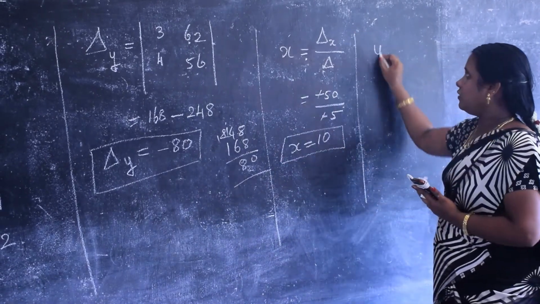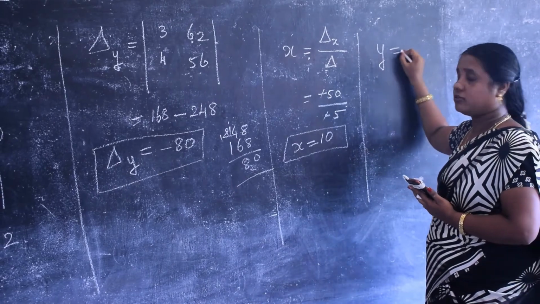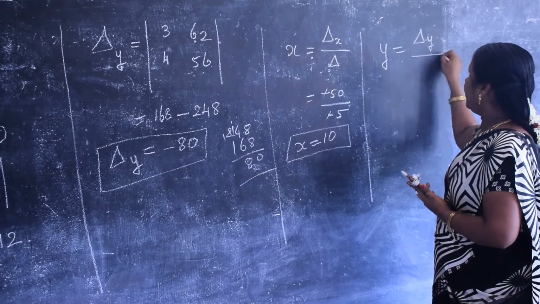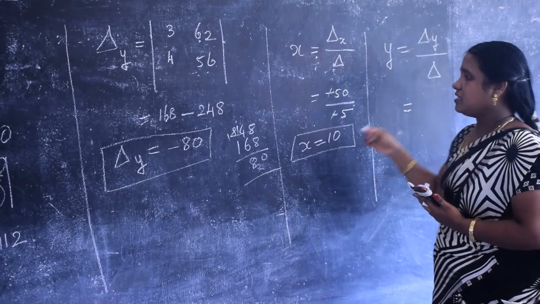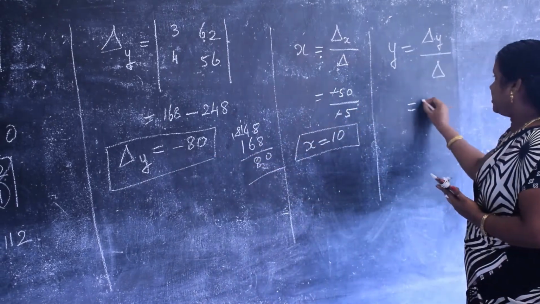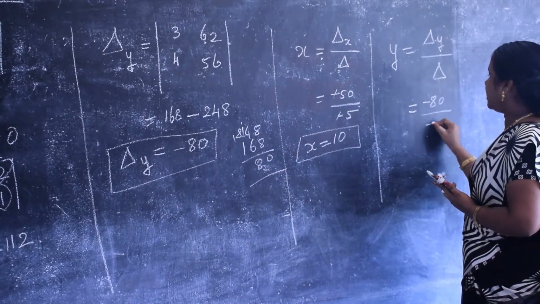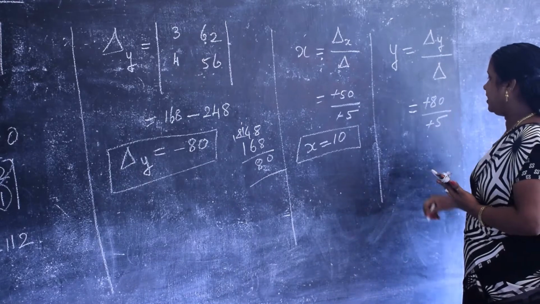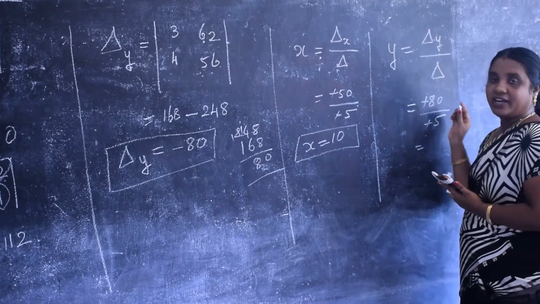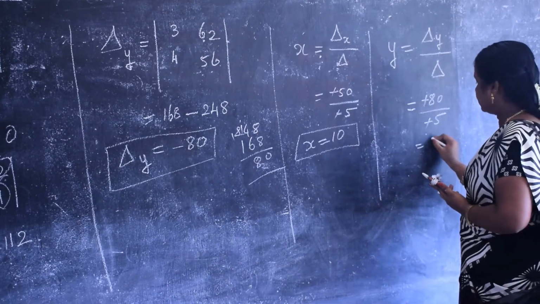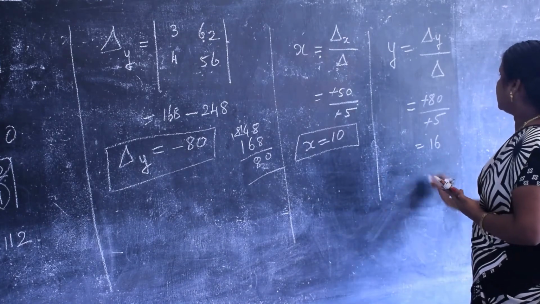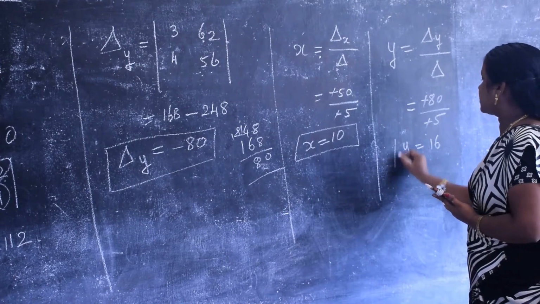What is our y value? Like this you have to find the y value. Y is delta y by delta. What is our delta y answer? Minus 80 divided by our delta, minus 5. You can cancel the minus. So divide 80 by 5, 16. Y is equal to 16.